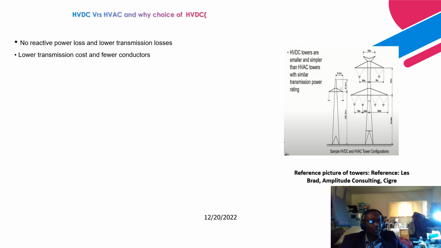Also, lower transmission cost and fewer conductors. As you can see, for DC transmission, you only have 2 conductors, and you can have, let's say, for the positive and the negative pole, more than 1 conductor if you have to bundle the conductor. But you have a lower transmission cost. Initial terminal cost, let's say, can be a little bit higher, but with time, it becomes lower as the transmission distance increases.